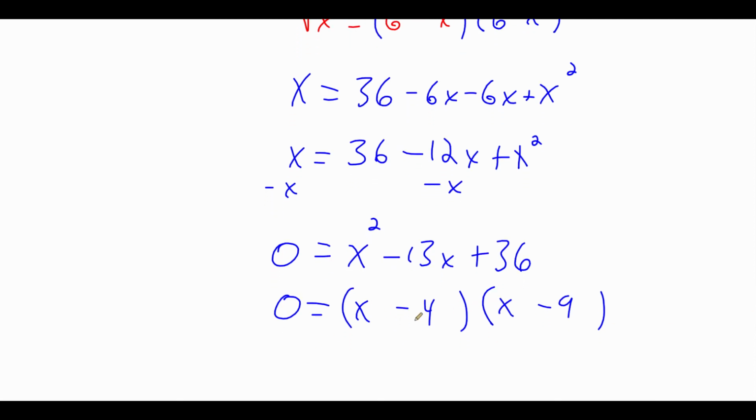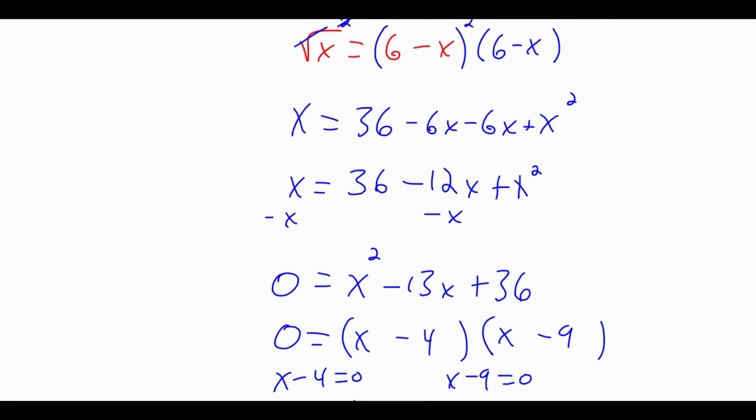So then if we set each one of those factors equal to 0, x minus 4 equals 0, and x minus 9 equals 0. Adding the 4 over to the right-hand side, we get x equals 4. Adding the 9 over to the right-hand side, we get x equals 9. Now, anytime we're dealing with an equation that has a radical in it, once we get our answers, it's always a good idea to check our answers in the equation.